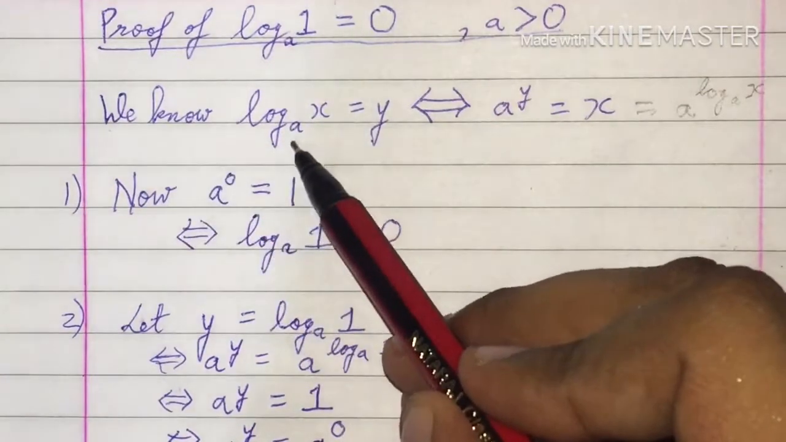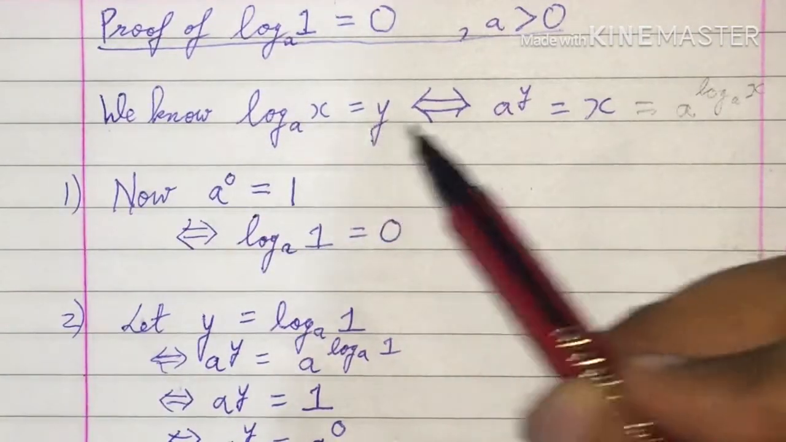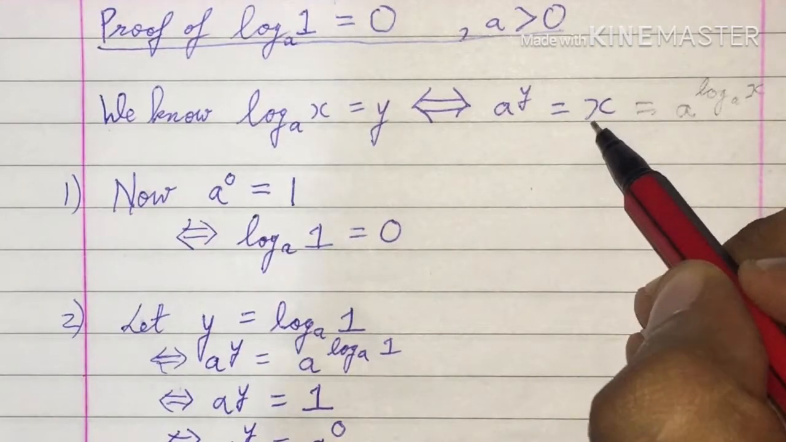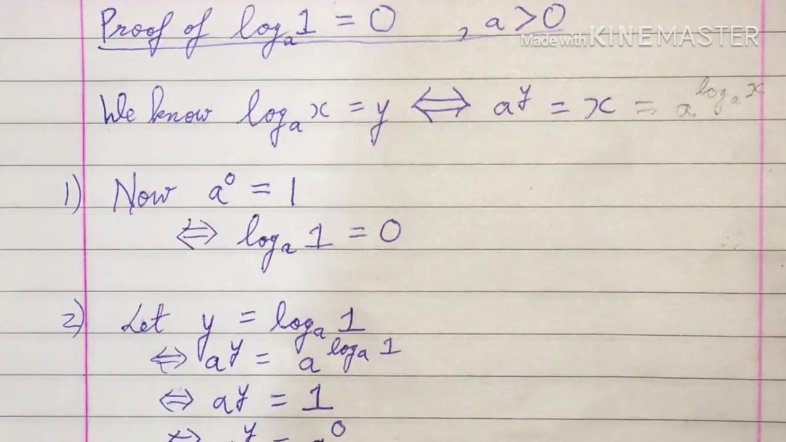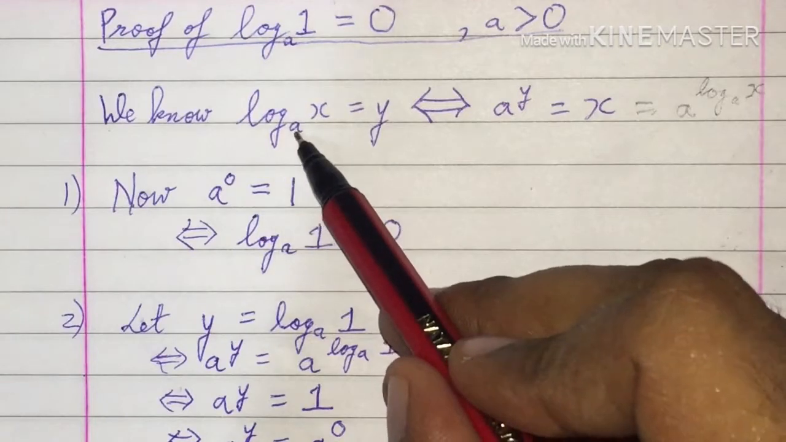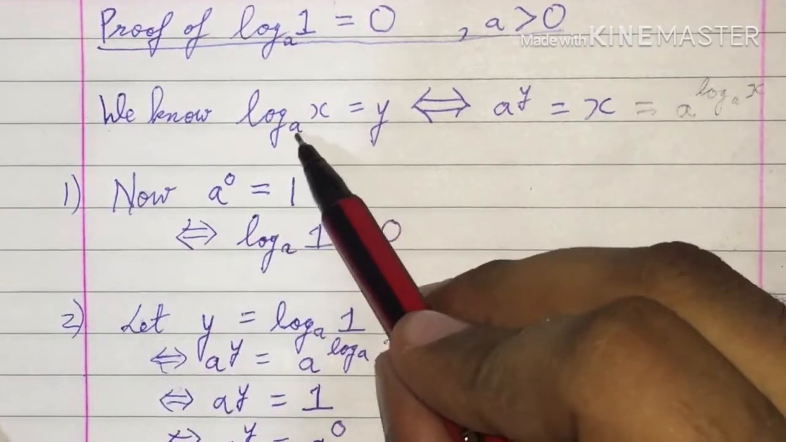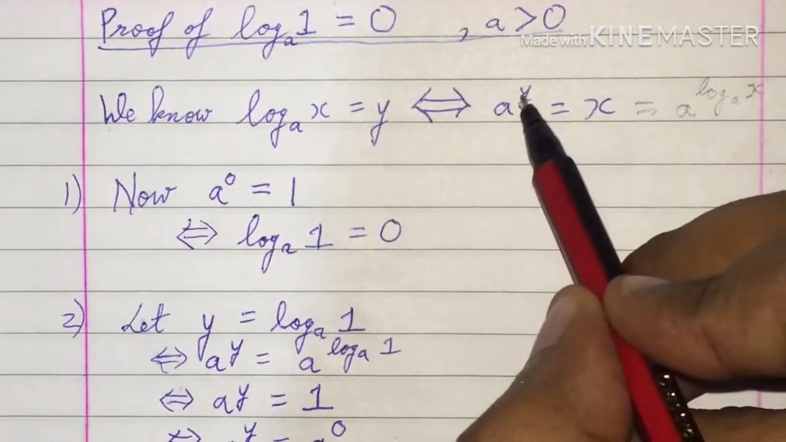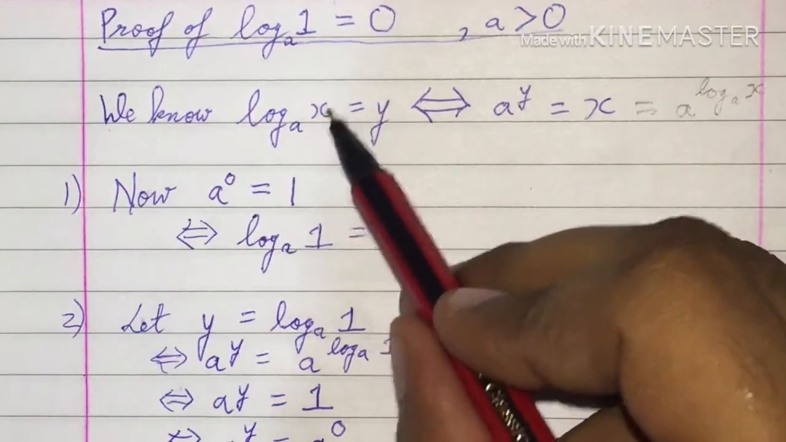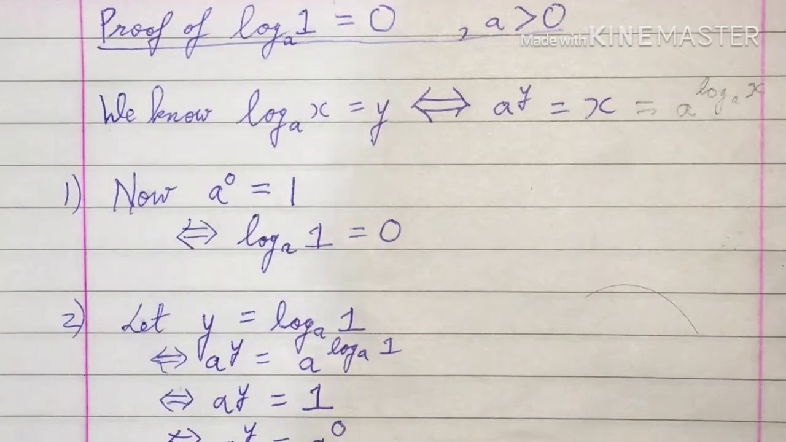Now we know log to the base a of x equal to y if and only if a raised to y equal to x. Now this is the definition of logs. If we want to find the log of a number to the base a, we need to find a raised to what number, that is the log, a raised to what number gives you x. So that's the definition of log.